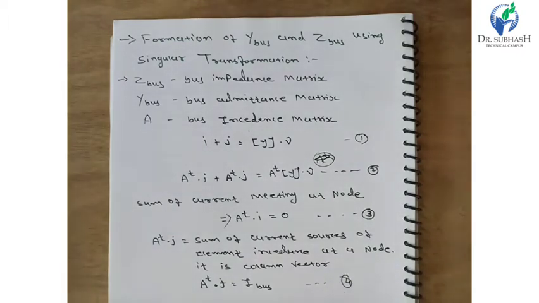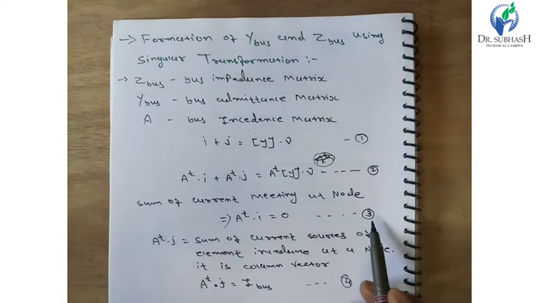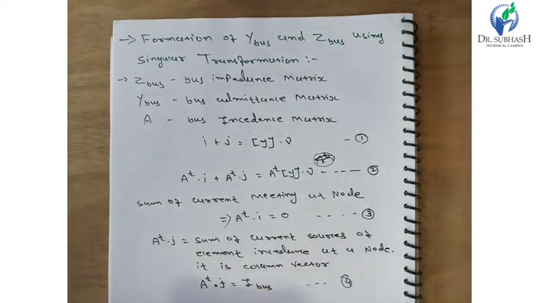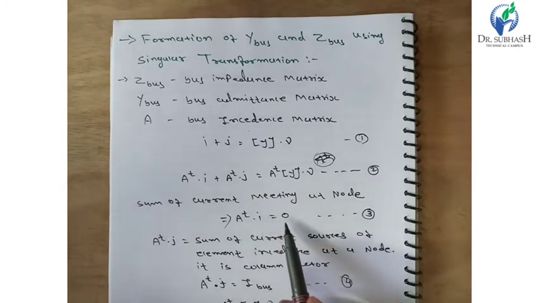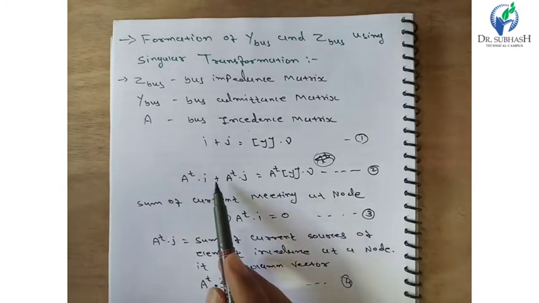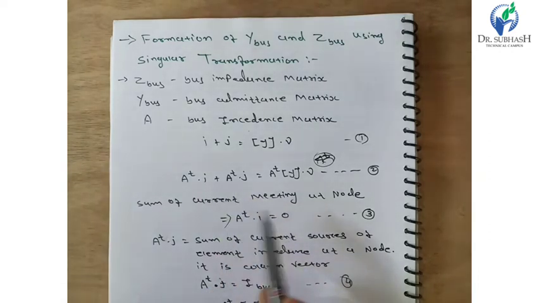Substituting the equation number 4 and equation number 3 in equation number 2, we write the value of A^T I bus is equal to A^T Y V. The A^T I value is equal to 0. So in the summation the value is 0, so here we do not write any form.